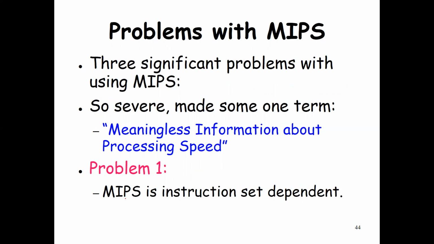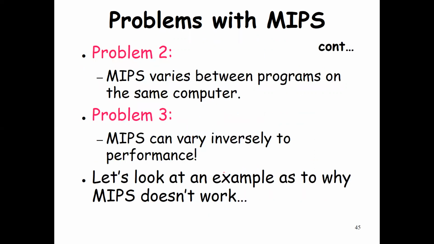MIPS also is not an effective method to measure the performance. There are 3 main drawbacks with MIPS. The first drawback is that MIPS is instruction set dependent. That is, whatever the performance measure given by MIPS, it will not be stable. It varies with a different instruction set. And the second drawback is that MIPS varies between programs on the same computer.